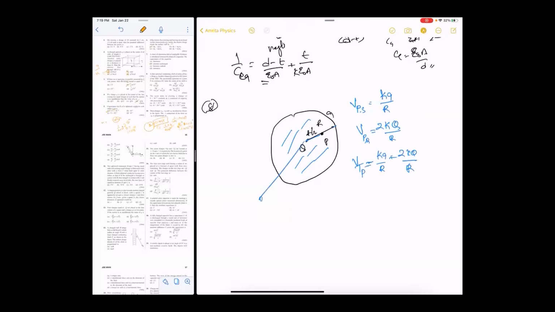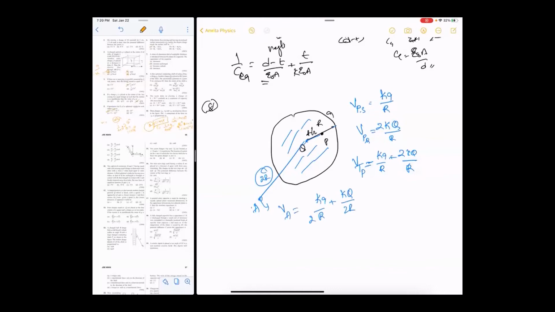If I ask you what is the potential at an outside point, say some point A, what is the potential here? The distance is 2R, so this point is outside, and even the sphere becomes a point charge. So this will be KQ by 2R plus Kq by 2R. This is the potential at A.